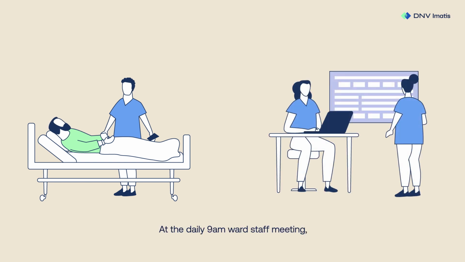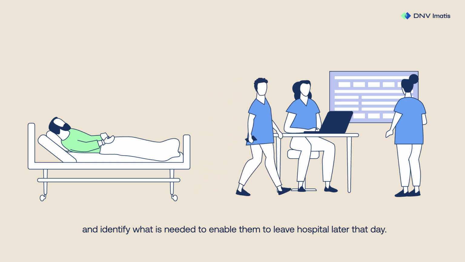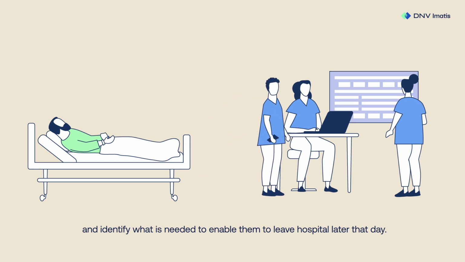At the daily 9 a.m. ward staff meeting, one of the key priorities is to review patients who may be ready for discharge and identify what is needed to enable them to leave hospital later that day. Communication and coordination with community care services are an important part of this process.